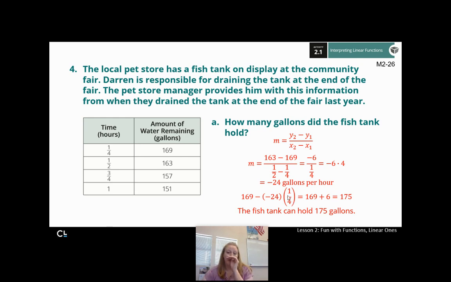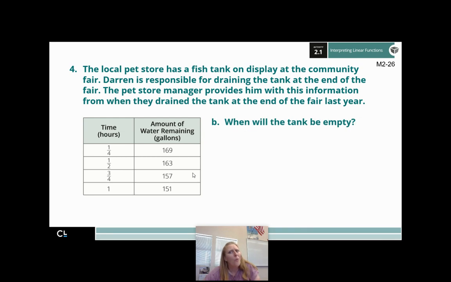All right, let's take this a step further then. Now that we know how many gallons the fish tank can hold, here's my next question. When will the tank be empty? If it's 175 gallons and I drain it at a rate of 24 gallons per hour, how long will it take to drain my tank? Go ahead and hit pause, see what you can do with this, and then hit play when you're ready to check your work.